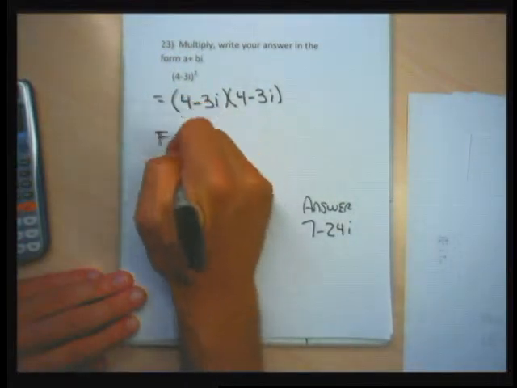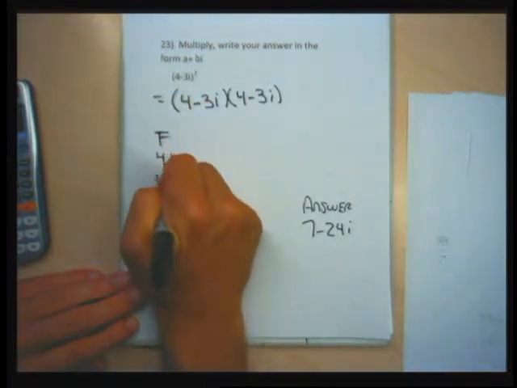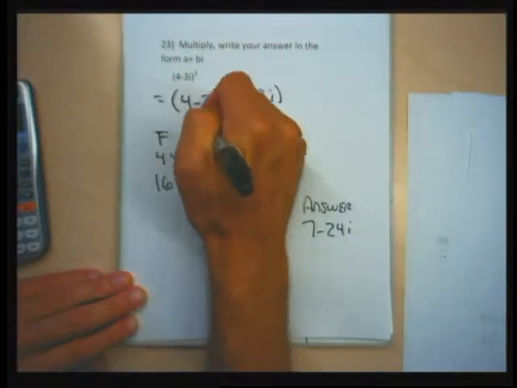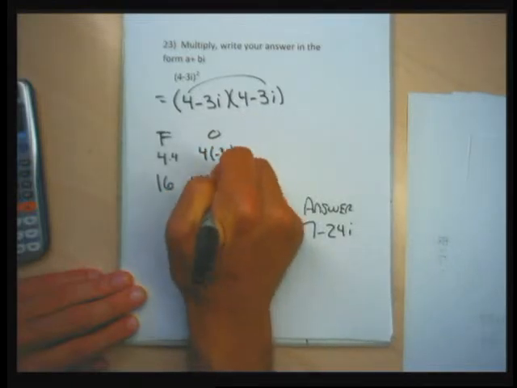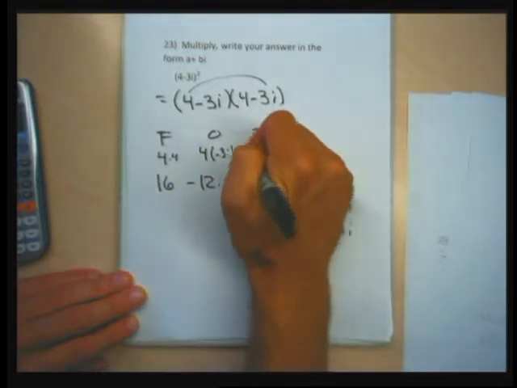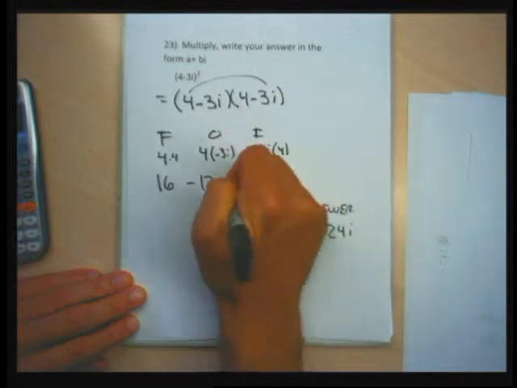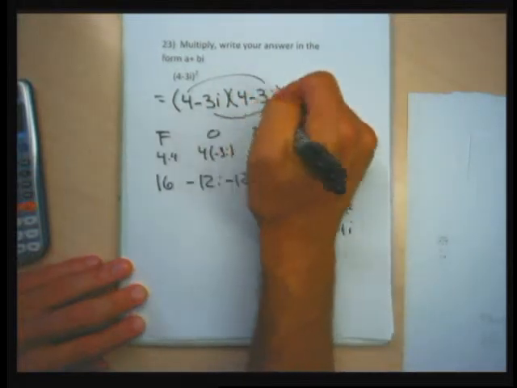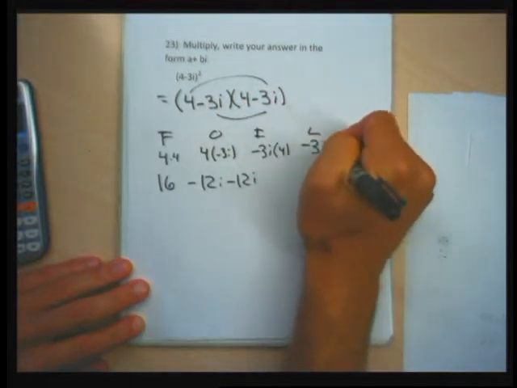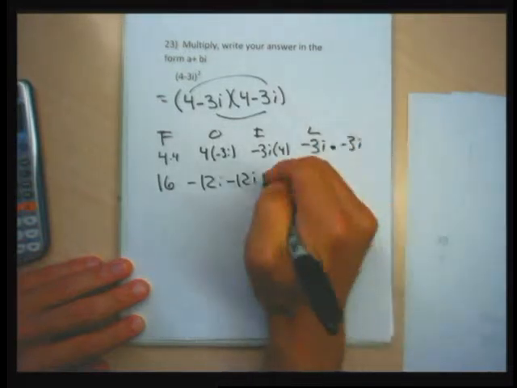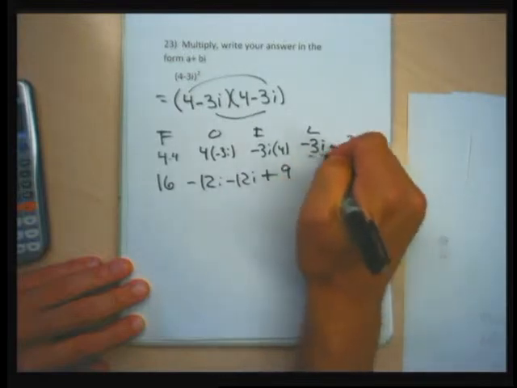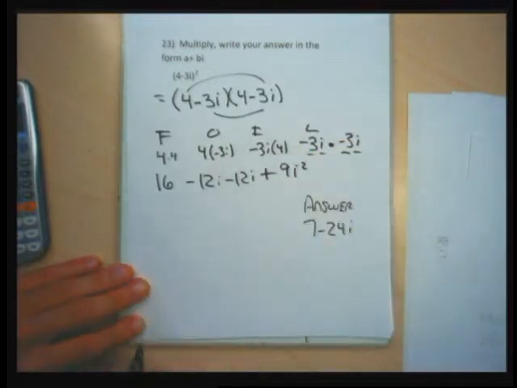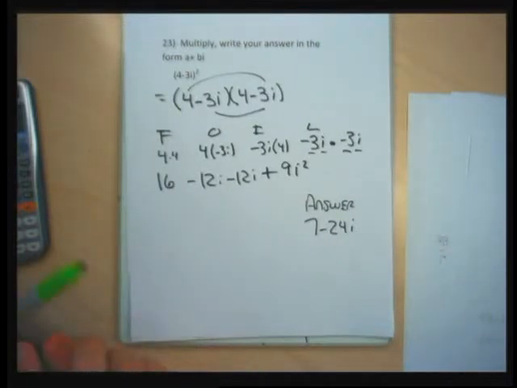So firsts are going to be 4 times 4, which is 16. Outers are going to be 4 times minus 3i, which is minus 12i. Inners are minus 3i times 4, which is another minus 12i. Lasts are minus 3i times minus 3i. Negative times a negative is a positive. I multiply the 3's together and get a 9. I multiply the i's together and get i squared. So the FOILing gives me 16 minus 12i plus 9i squared.